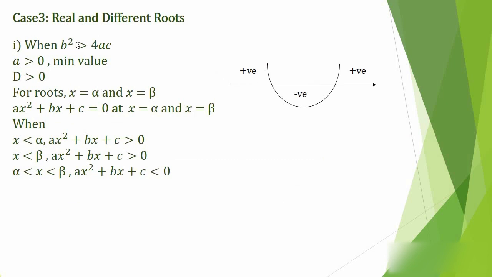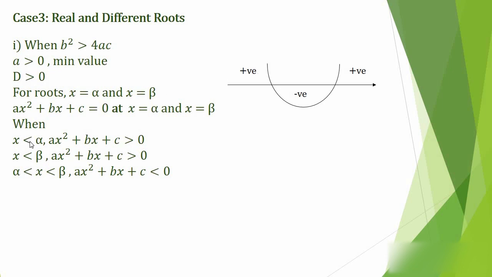And the third one, where we have real and different roots, where b squared is greater than 4ac and a is greater than 0, so we have a minimum value. We see that the curve dips downwards here and then cuts the x-axis at two unique points because we have different roots, and we call them alpha and beta. So we can have alpha here and beta here. Now for the region below the x-axis, we have negative values of y, just like we saw in the Cartesian plane. And for the regions above the x-axis, we have positive values of y, as we saw in the Cartesian plane.